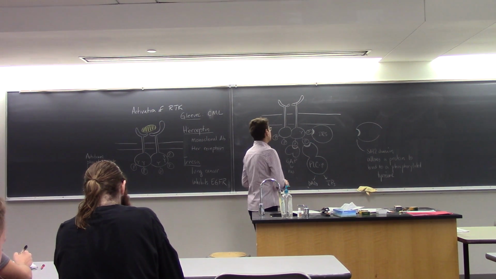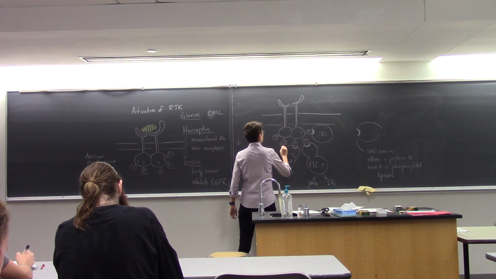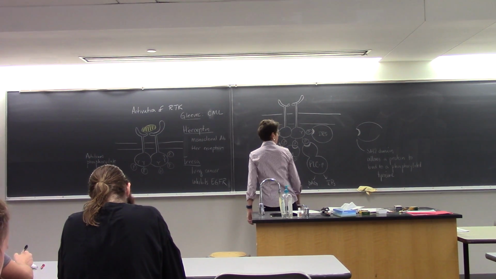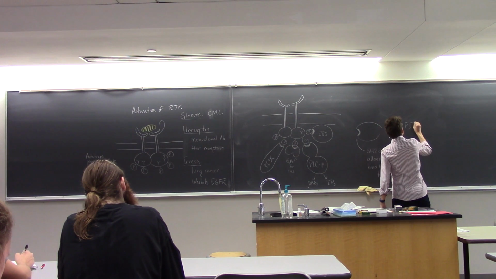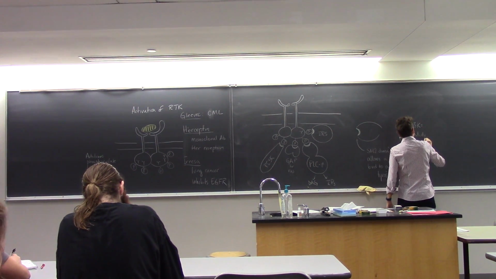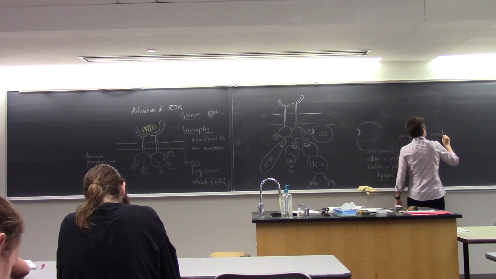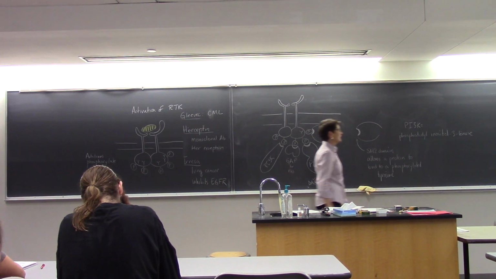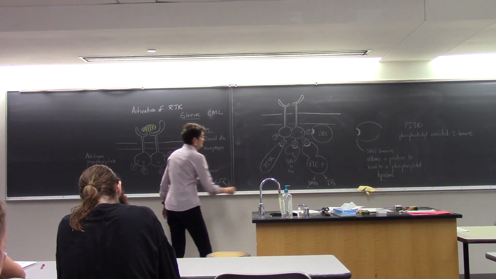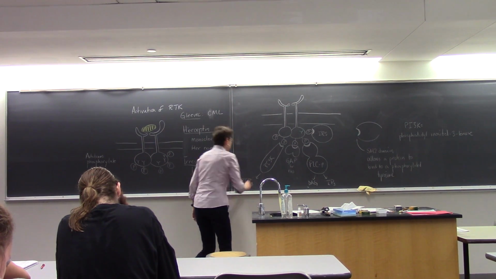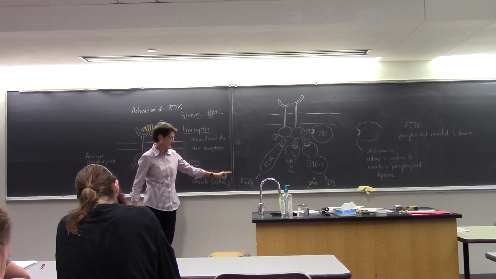Okay, another one. Oh, we're going to spend lots of time talking about this one. PI3K. PI3K is phosphatidylinositol 3 kinase. Its job is to create the second messenger phosphatidylinositol trisphosphate, or PIP3. Notice it's different from IP3. This is PIP3.